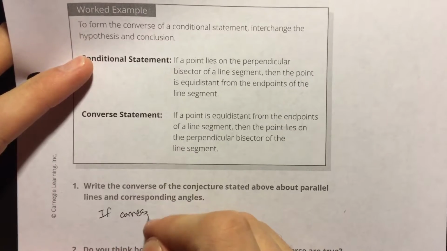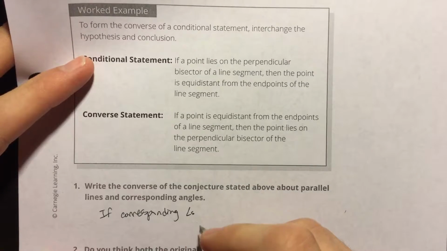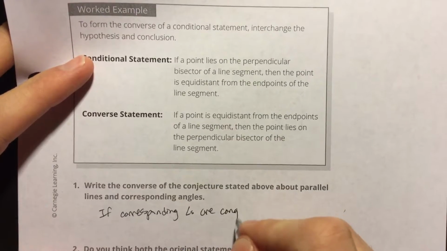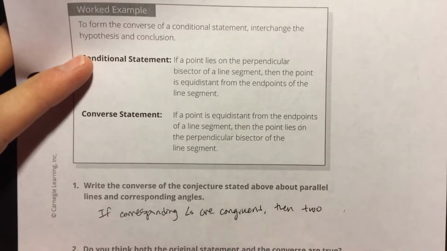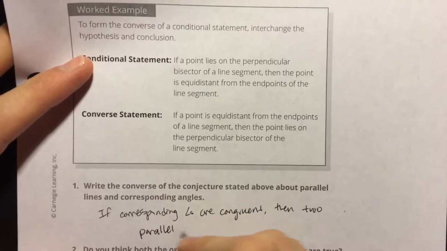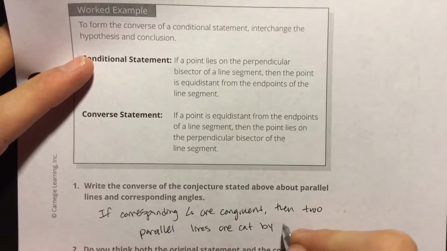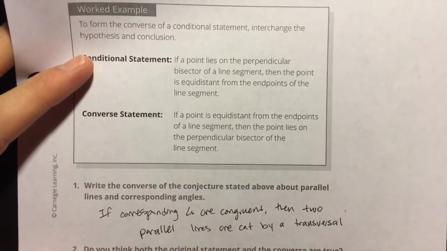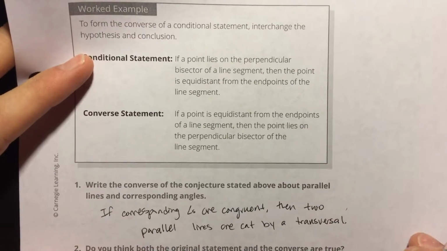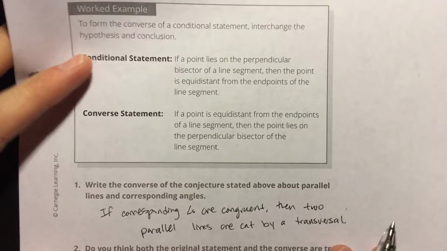If corresponding angles, and there's my little sign for angles, are congruent, then two parallel lines are cut by a transversal. Sweet, so that is the converse of the statement because we just took the then part and made it our if. We took the conclusion, made it our hypothesis, and then we took the hypothesis and made it our conclusion.